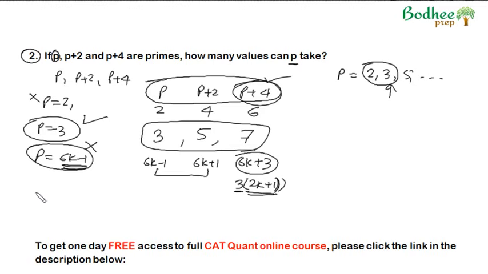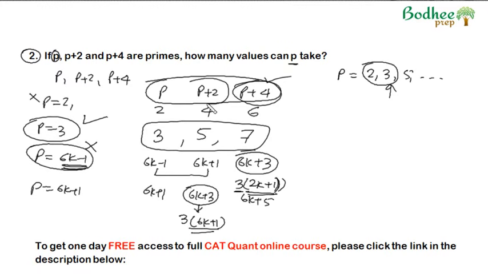Now let us also check for p equal to 6k plus 1. So the moment I take 6k plus 1, p will be 6k plus 1. p plus 2 will be 6k plus 1 plus 2, so it will be 6k plus 3. And p plus 4 will be 6k plus 5. Again we can see that 6k plus 3 can be written as 3 into 2k plus 1. So in this case, 3 will be a factor of p plus 2. Or we can say that all three will not be prime numbers if I take any prime number which is in the form of 6k plus 1.